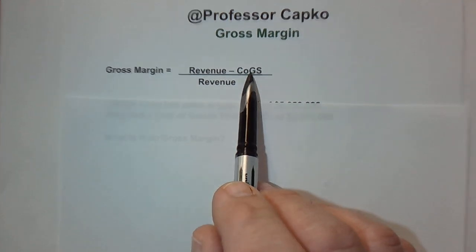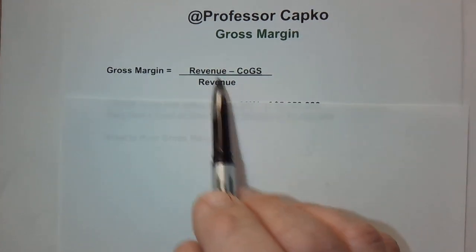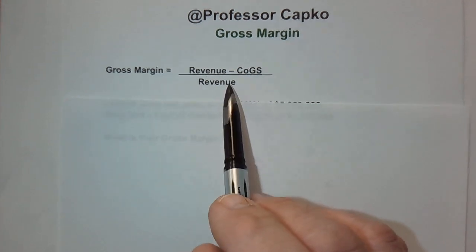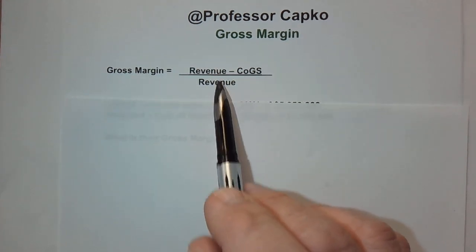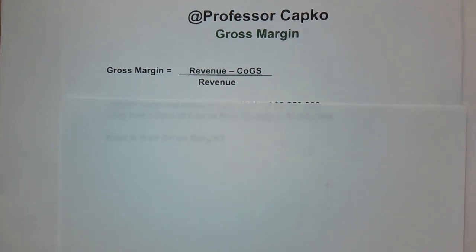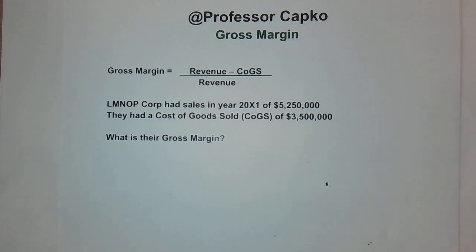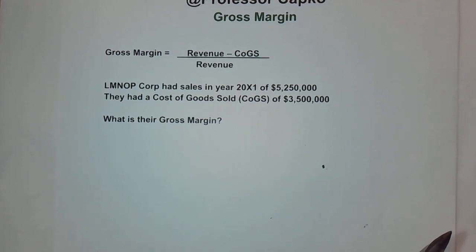And we'll go into some other videos on how to calculate cost of goods sold. And all of that is divided by the revenue number again. So that revenue number appears twice in this formula. Let's do an example, and this will make it a little clearer for you.